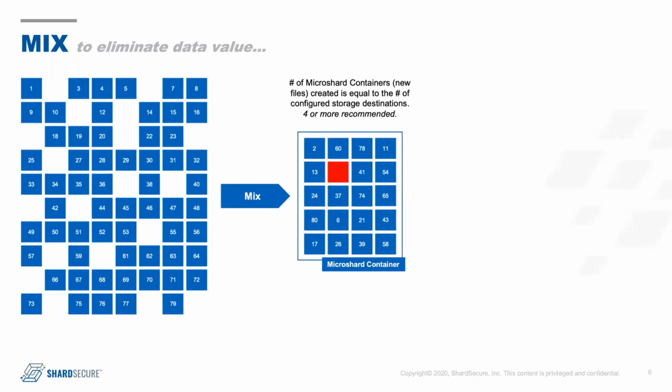Now, in addition, you'll see a red box here, and that is actually poison data. So you also have the ability to add some random data microshards into that data to make it even harder to reassemble that file.